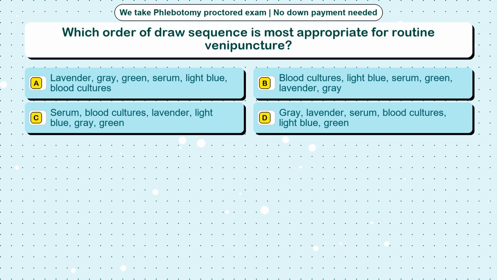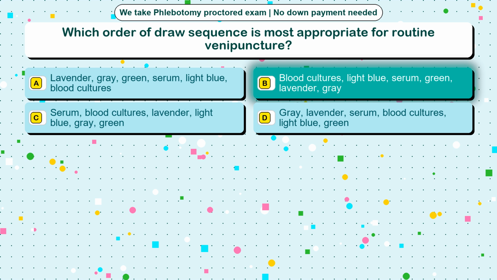Question 96. Which order of draw sequence is most appropriate for routine venipuncture? Option A. Lavender, gray, green, serum, light blue, blood cultures. Option B. Blood cultures, light blue, serum, green, lavender, gray. Option C. Serum, blood cultures, lavender, light blue, gray, green. Option D. Gray, lavender, serum, blood cultures, light blue, green.